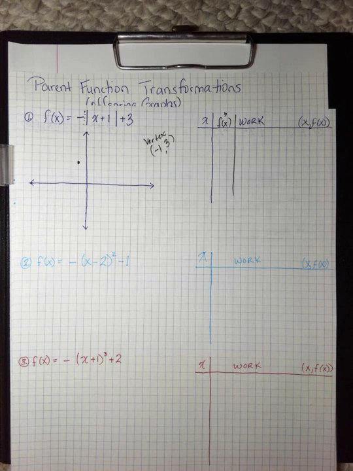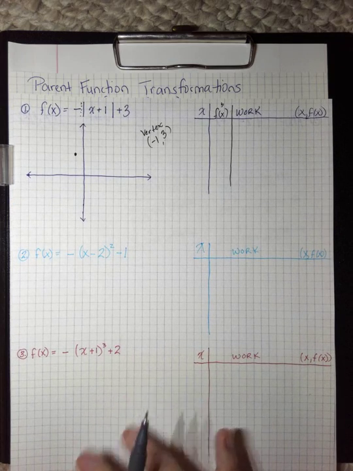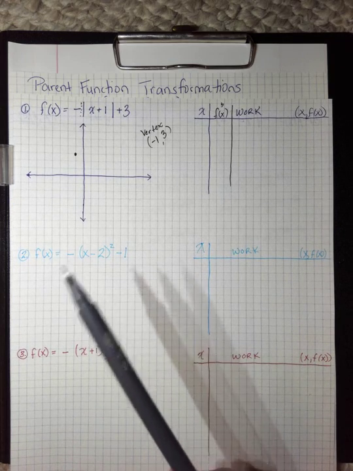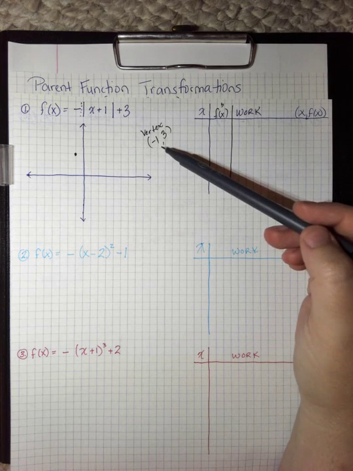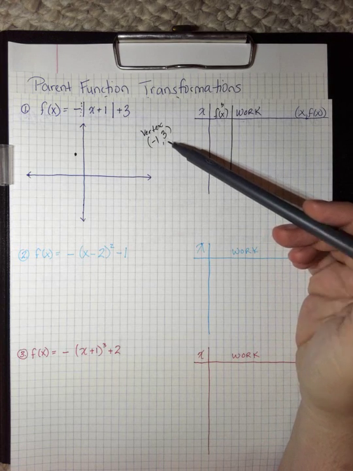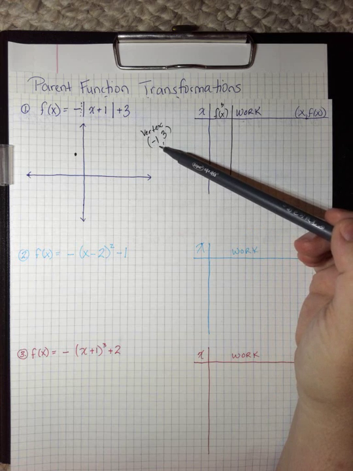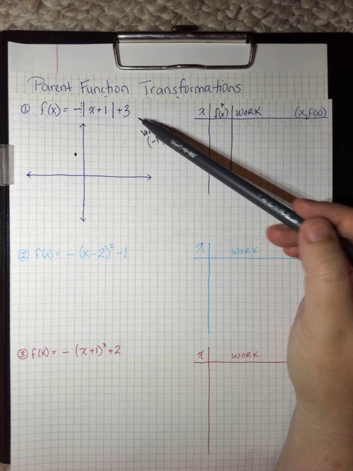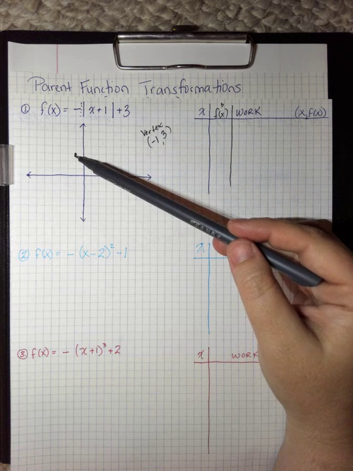Okay, so we're back with parent functions and offspring. You'll notice here that I have an absolute value parent function or offspring function up here. Now I went ahead and labeled the vertex as -1, 3. Remember how we get that: the h value is on the inside, so it's the opposite of +1, which is a -1. And the k value tells you the truth, so it stays a +3. So my new vertex is -1, 3.